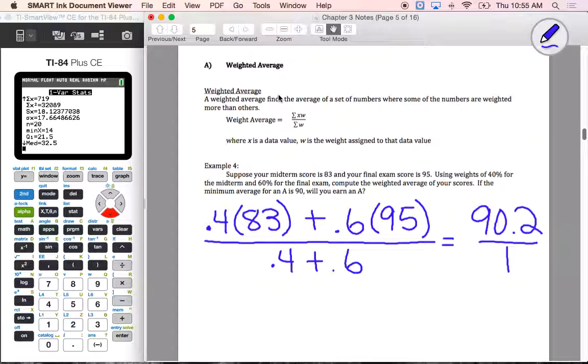Now, the bottom is not always going to be 1. It just depends on what your weights are. So you really do have to be sure you add your weights together on the bottom. So that means we would have 90.2%, and that would be an A.